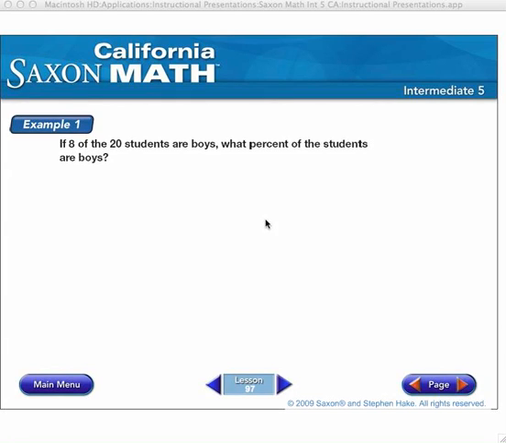Hi everyone, today we're going to talk about lesson 97, converting fractions to percents in word problems.